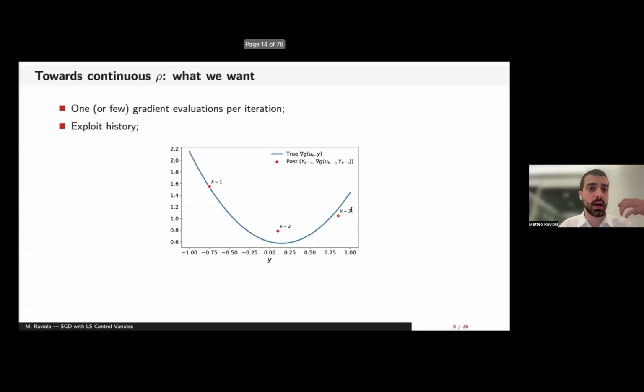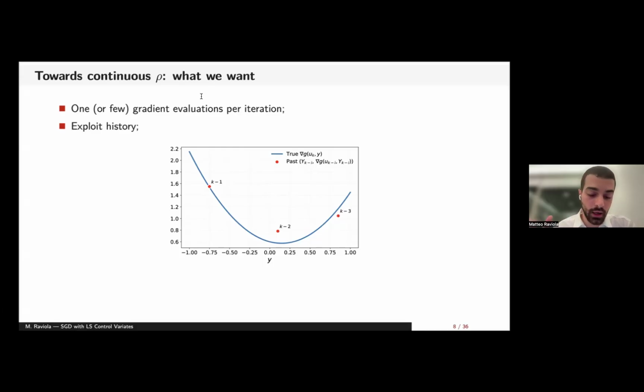So now, what do we want? We wish, of course, to improve on these limitations that SAGA has, but we would like to still keep the favorable SGD or SAGA cost per iteration, where we do either one or just a few evaluations. And we also want to follow this idea present in SAGA and many other works, which is the exploitation of the history of the optimization to improve convergence.